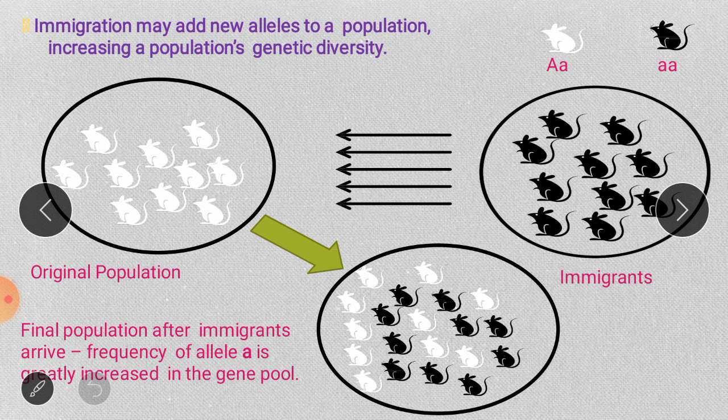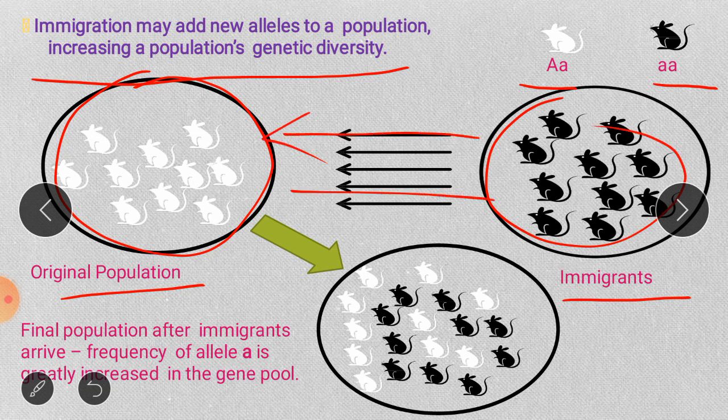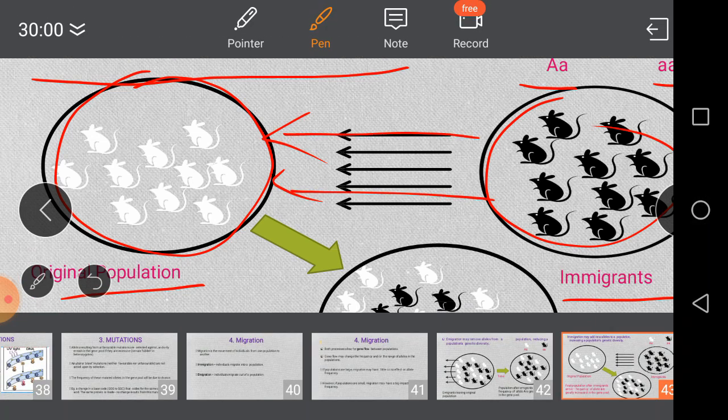Then immigration. So immigration means addition of new alleles or new individuals in a population. They are going to increase the population genetic diversity. So again we have two phenotypes, white and black. The original population will only have the white color mice. So this is the original population, and here we have the same frequency of capital A and small a allele. But due to immigration of these black colored mice, the population is going to change.